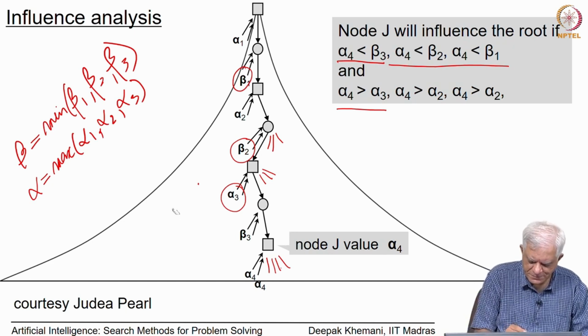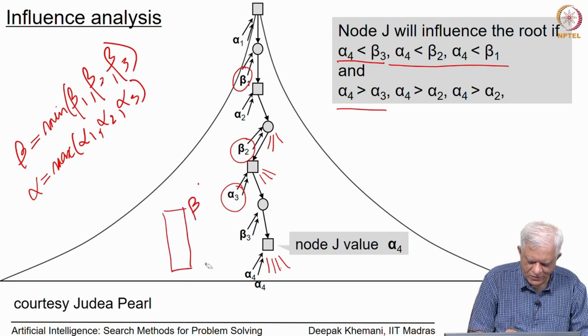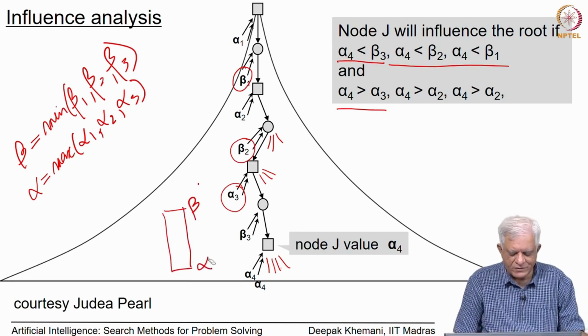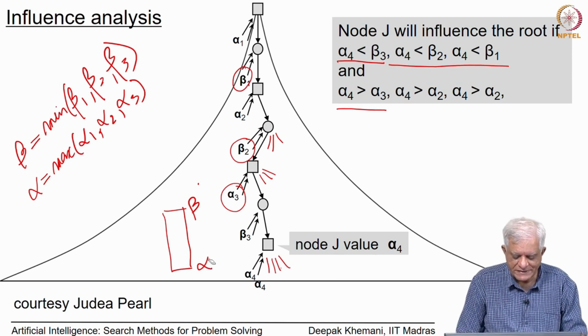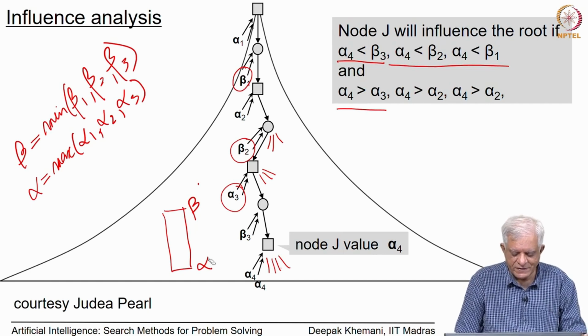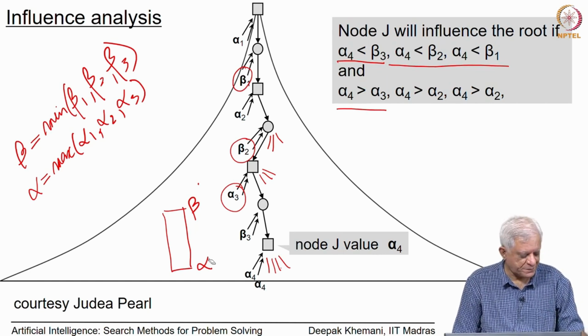So, in some sense this node j operates within a window where the upper bound is beta and the lower bound is this alpha, and only as long as the value that it is getting from its children is in this range, should you continue investigating the children. Otherwise you should simply stop essentially, and then a cutoff would happen.